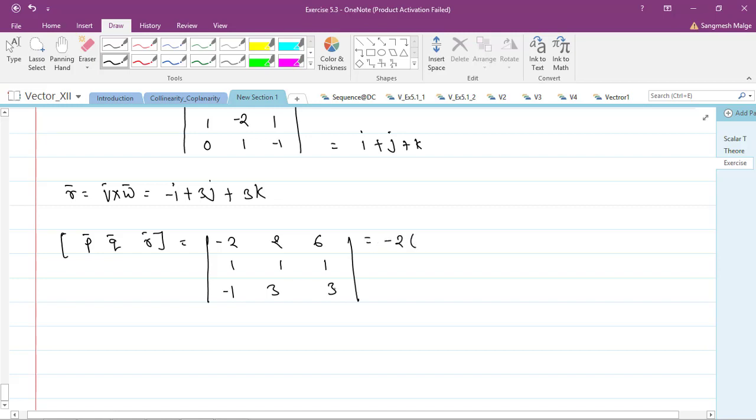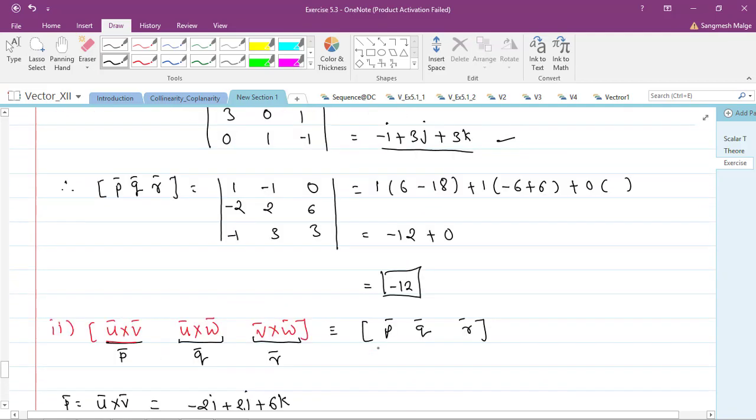Minus 2 into (3 minus 3 is 0), minus 2 into (3 plus 1), and plus 6 into (3 plus 1, again 3 plus 1). So this is equal to 0 minus 3 plus 1 is 4, 4 into 2 is 8, plus 6 into 4, 24. So your answer is equal to 16. Okay, so the answer to the second question is 16. Very simple. I hope you get the correct one.